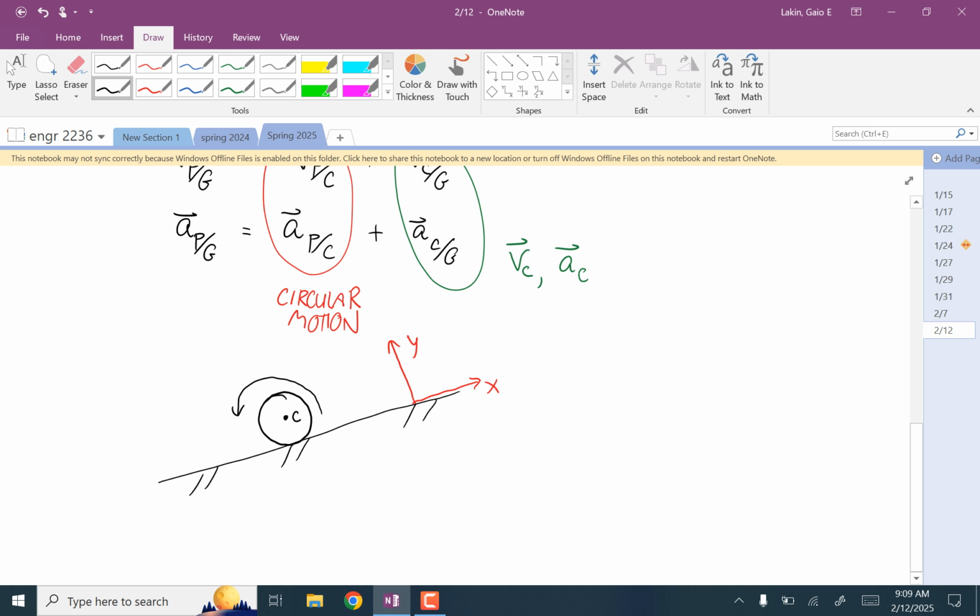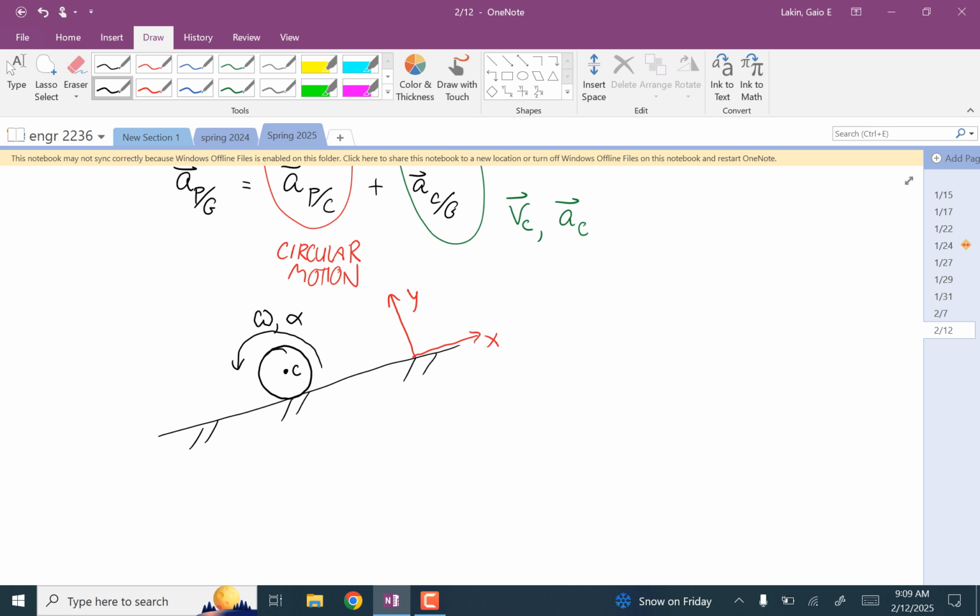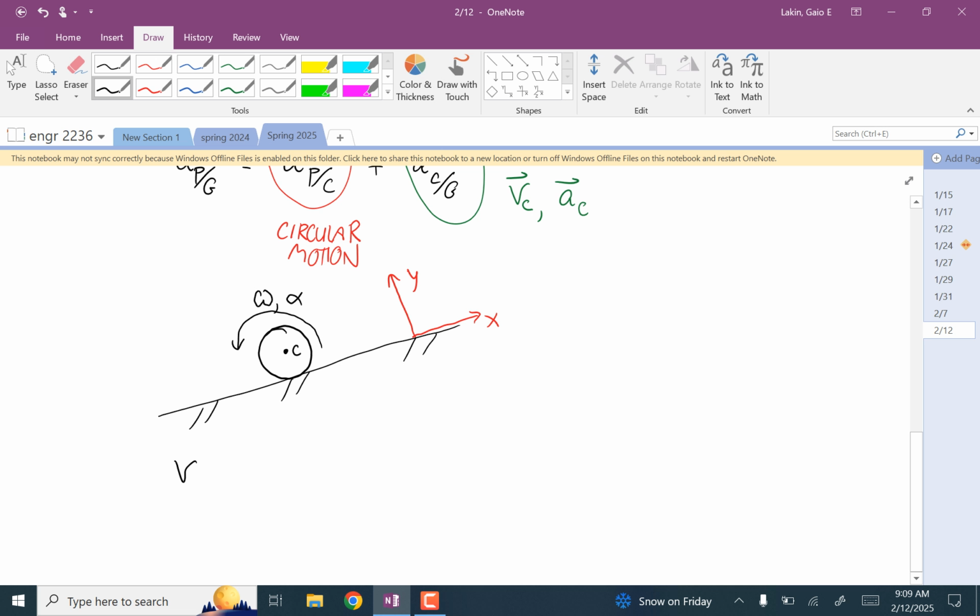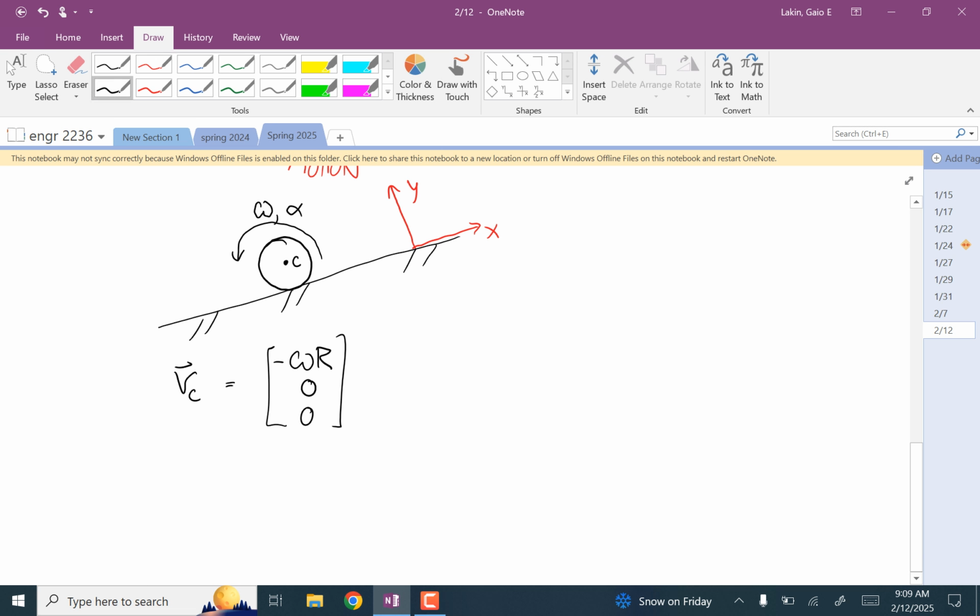This direction, counterclockwise, is a positive value of angular velocity and a positive value of angular acceleration. That's the way we've been defining those always. Then the velocity of the center is equal to negative omega r, 0, 0. And the acceleration of the center is negative alpha r, 0, 0.